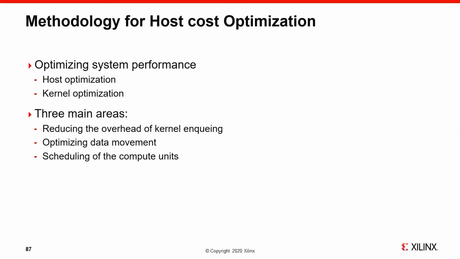Optimizing system performance involves both host code optimization and kernel optimization. In this module, we are focusing on optimization of the host program. The host code uses the OpenCL API to schedule the individual compute unit executions and data transfers to and from the FPGA board. As a result, you need to think about the concurrent execution of tasks through the OpenCL command queues. There are three major areas to optimize the host code: reducing the overhead of kernel and queuing, optimizing data movement, and scheduling of the compute units.